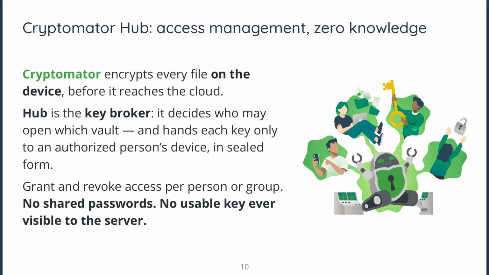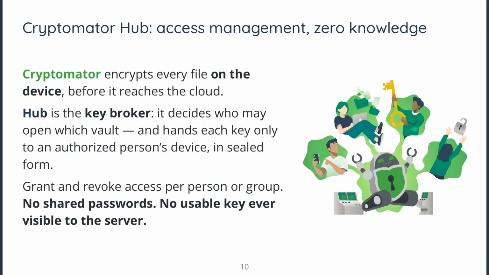And again, not just authentication and authorization as we discussed in the beginning, but enforced by mathematics. This is where Cryptomator Hub comes in. It is the access management solution for Cryptomator vaults, while still maintaining zero-knowledge encryption. Cryptomator is responsible for the end-to-end encryption of the cloud storage, and Cryptomator Hub is the key broker.